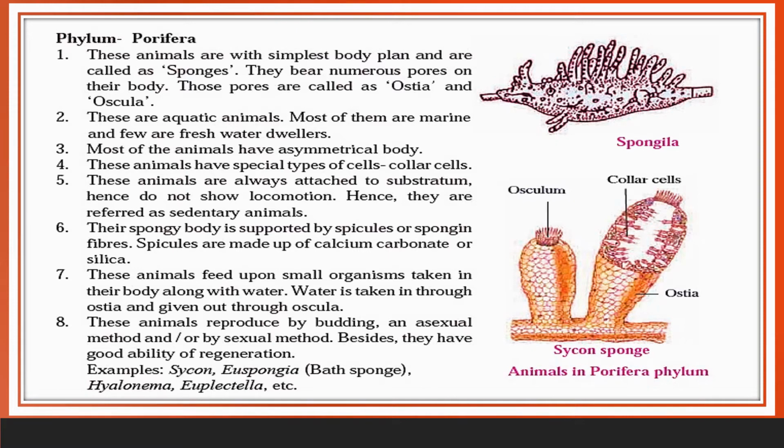Spicules are made up of calcium carbonate or silica. Also students, these animals feed upon small organisms taken into their body along with water, and water is taken in through ostia and given out through oscula. These animals reproduce by budding, an asexual method, or by a bisexual method. Besides, they have a good ability of regeneration. For example, Sycon, Euspongia, that is bath sponge, Hyalonema and Euplectella, etc.